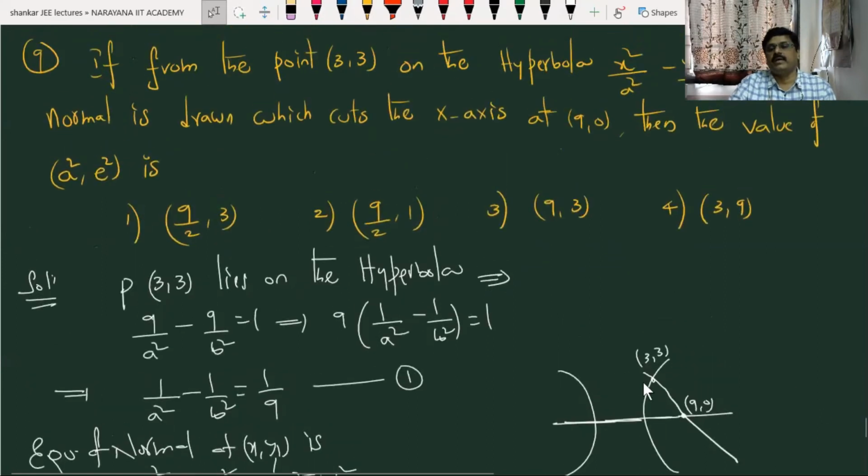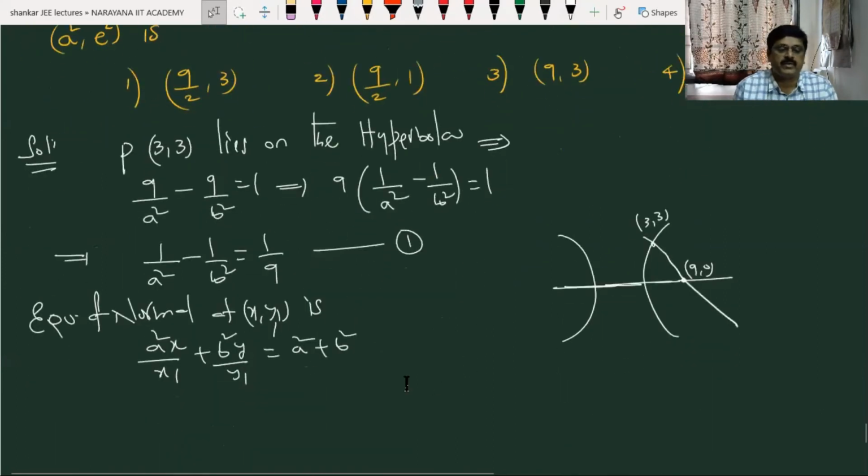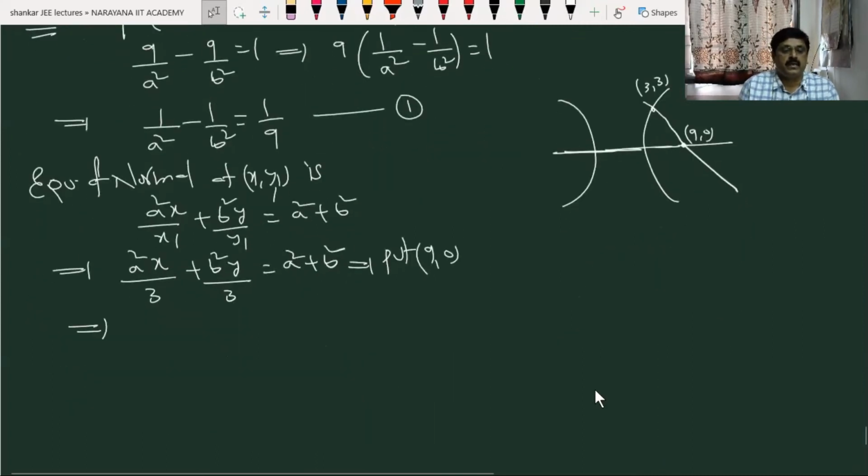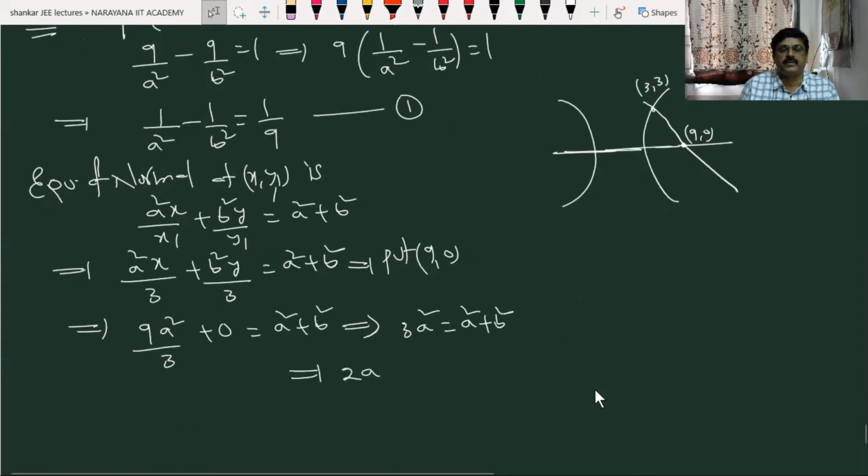Here normal is drawn at (3, 3) means (x1, y1) is (3, 3). So I am going to substitute there. a square x upon 3 plus b square y upon 3 is equal to a square plus b square. This normal is passing through (9, 0), students. See here. So put (9, 0). If you put (9, 0) there, you will be left with 9a square upon 3 plus 0 is equal to a square plus b square. That is 3a square is equal to a square plus b square, students. Implies 2a square is equal to b square.